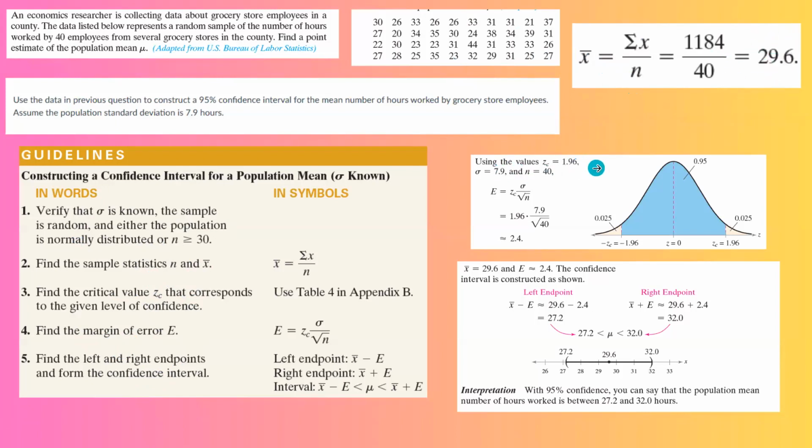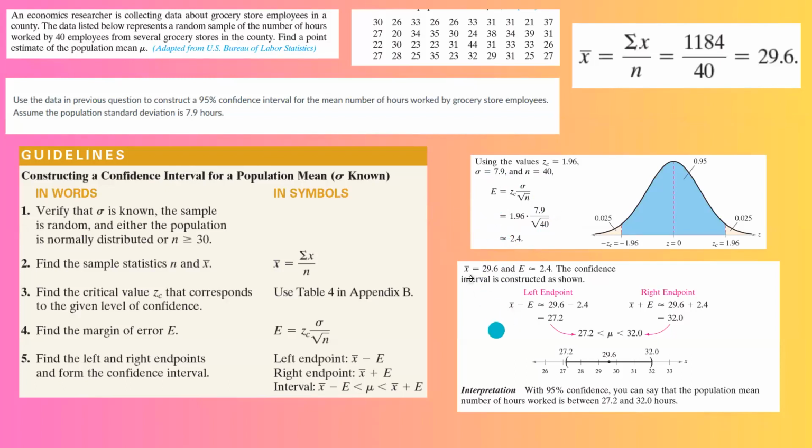To find the margin of error, since you are working with a 95% level of confidence, Zc, or the critical value, is 1.96. Sigma is given to us as 7.9 and n is 40. So following the formula for margin of error, you have 2.4 hours.